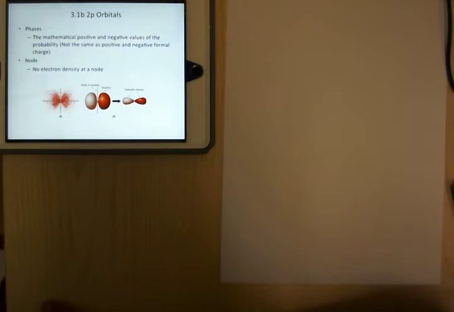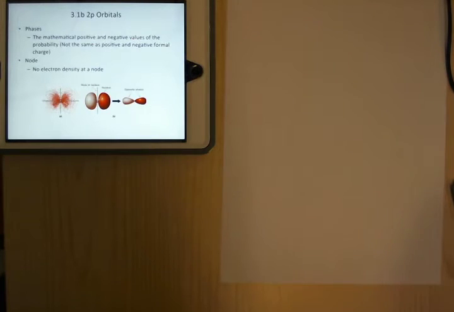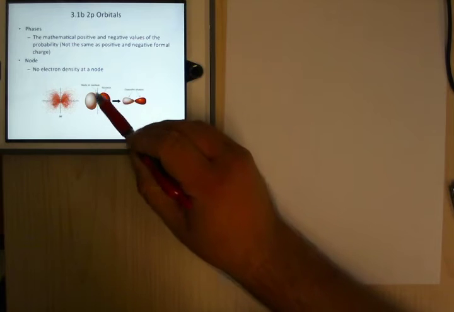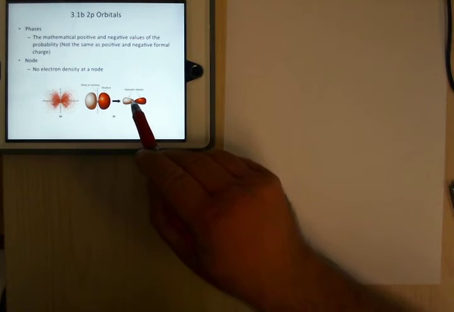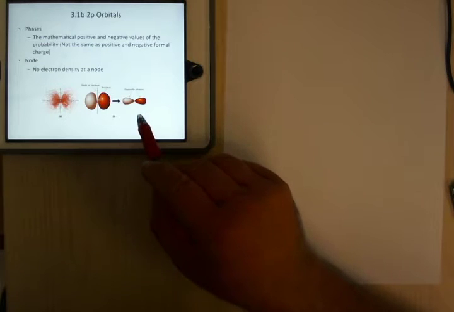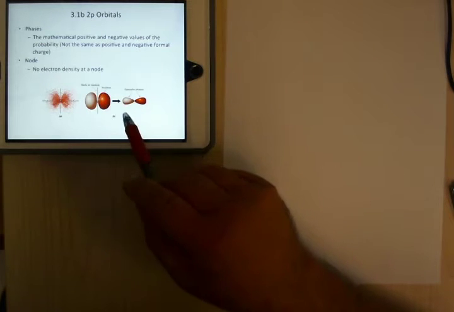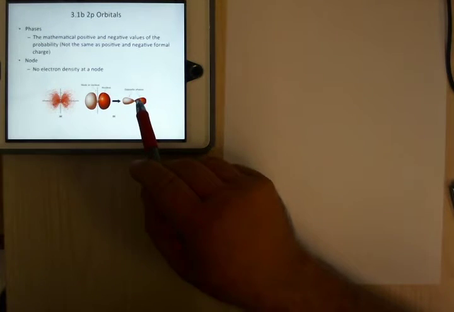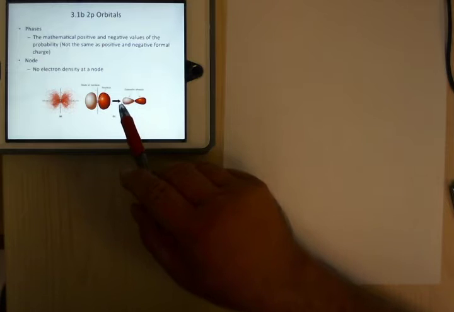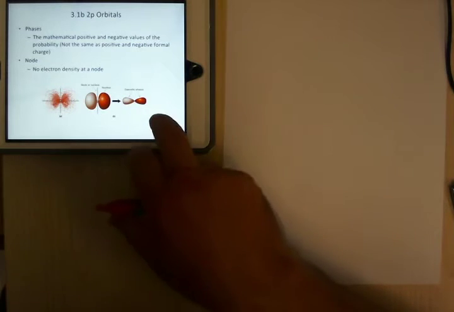But one thing is that with the s orbital, there actually is a lot of electron density near the nucleus. In the p orbitals, there's actually no electron density at the nucleus, and that's what's called a node. So this right here, where there's no electron density, is called a node. It has this dumbbell shape, where the two lobes have opposite phases. One has positive values and the other negative values, but they have opposite phases.